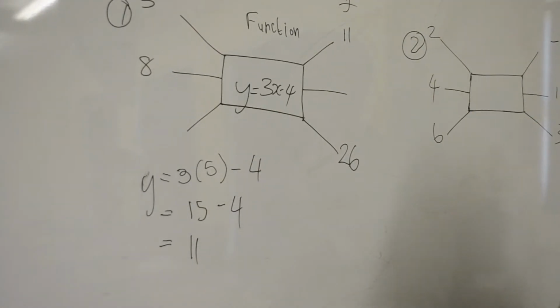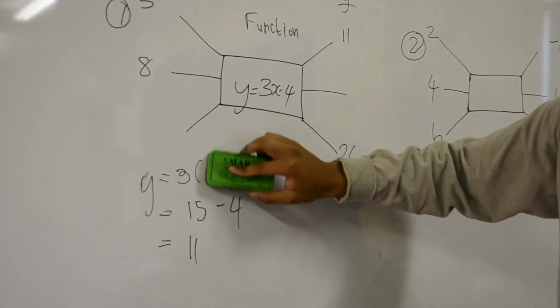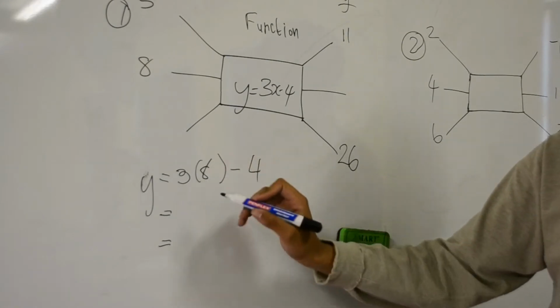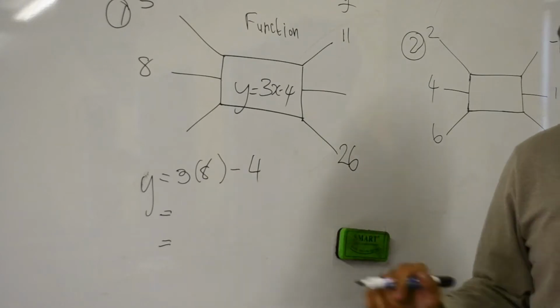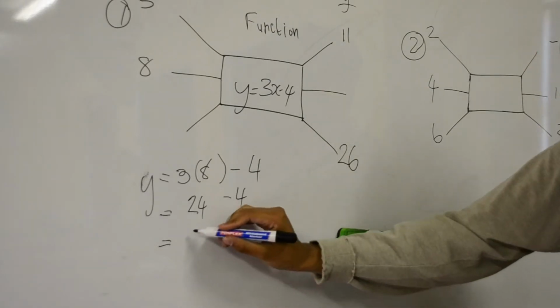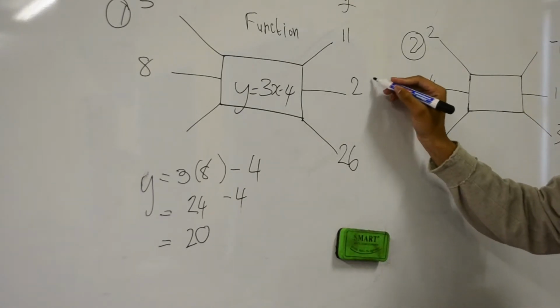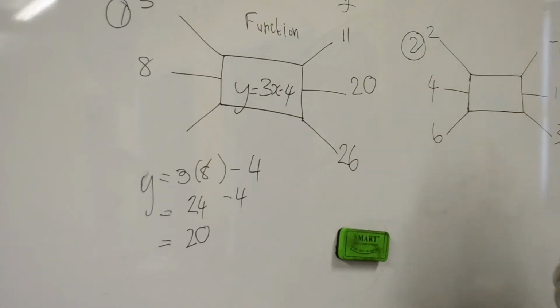Then with my next one, with 8, I'm going to sub in 8 over there for x. So I have 3 multiplied by 8 minus 4. 3 multiplied by 8 is 24 minus 4. 24 minus 4 is equal to 20. Okay, so over here my output, when 8 is my input, I get 20.